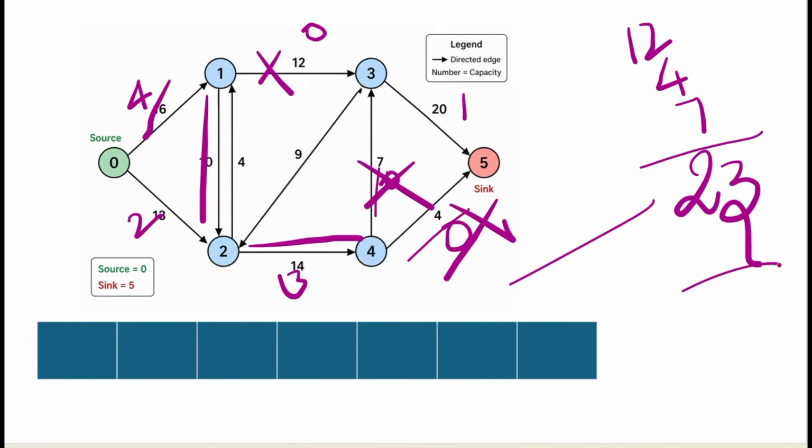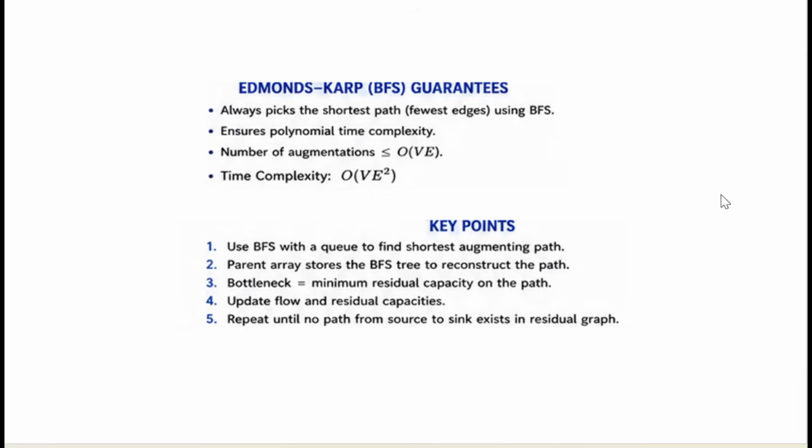So this is the procedure behind the Edmonds-Karp algorithm using the BFS concept, maintaining a queue and also a parent array. Clear? So Edmonds-Karp always guarantees choosing the shortest path using BFS. That is the meaning: shortest path using BFS, giving polynomial time complexity. So the time complexity is order of V into E squared. BFS with a queue finds the shortest augmenting path. Then the parent array stores the BFS tree to reconstruct the path. Trace out the path using the parent array. Then the bottleneck: find the minimum capacity of the edges available in the particular path, and update the flow and residual capacity. Repeat until no path from source to sink exists in the residual graph.